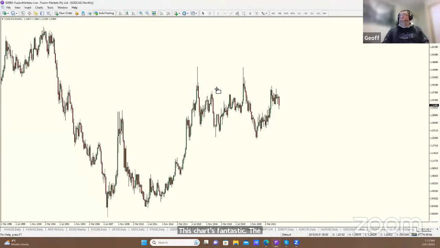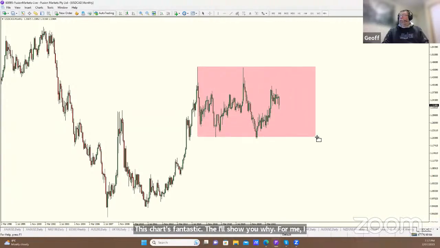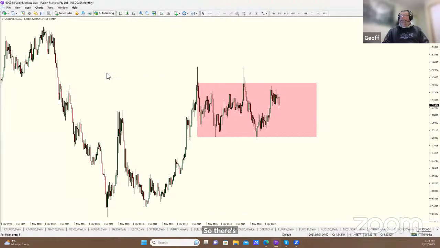For me, I love structures, right? I love market structures or chart structures because they really do give me a strong idea of what may happen next. So there's your double top. There's your double bottom in, I would say, an intermediate zone, right? Because here's the highs, here's the lows, all-time highs, all-time lows. And we're bang in the middle of that.